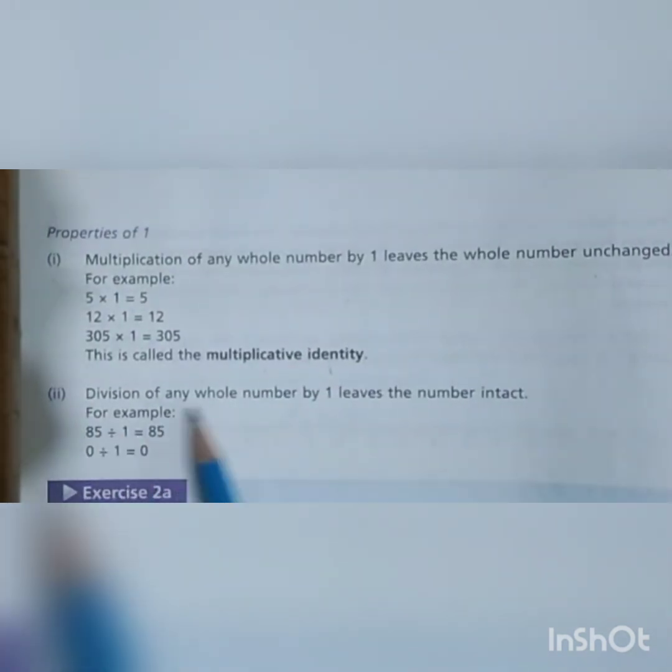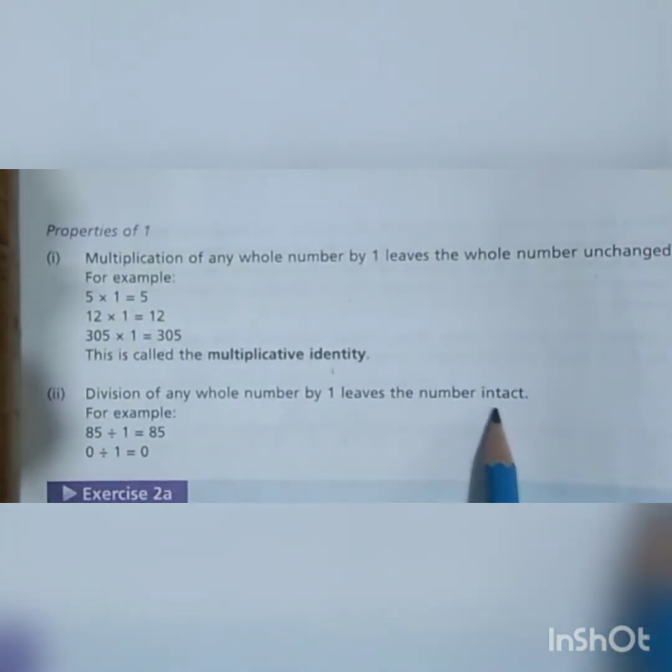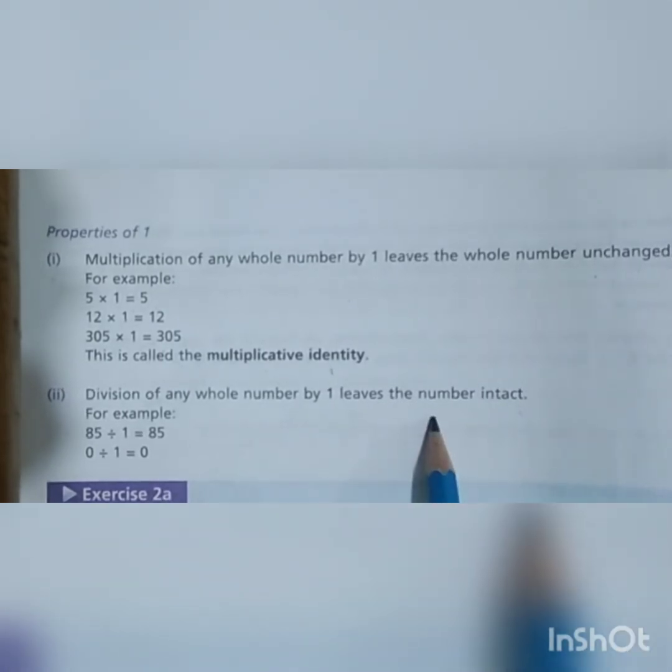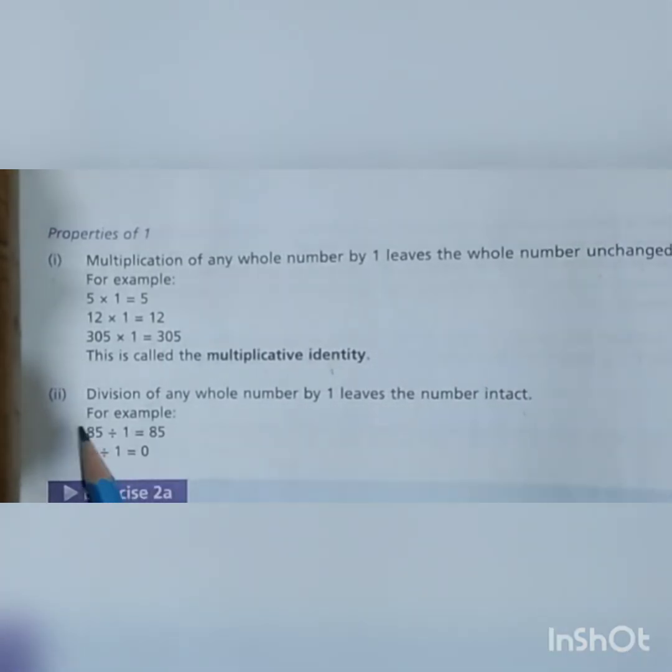Second property is division of any whole number by 1 leaves the number intact. Means there will be no change in that number. For example, 85 divided by 1 is equal to 85. 0 divided by 1 is equal to 0.